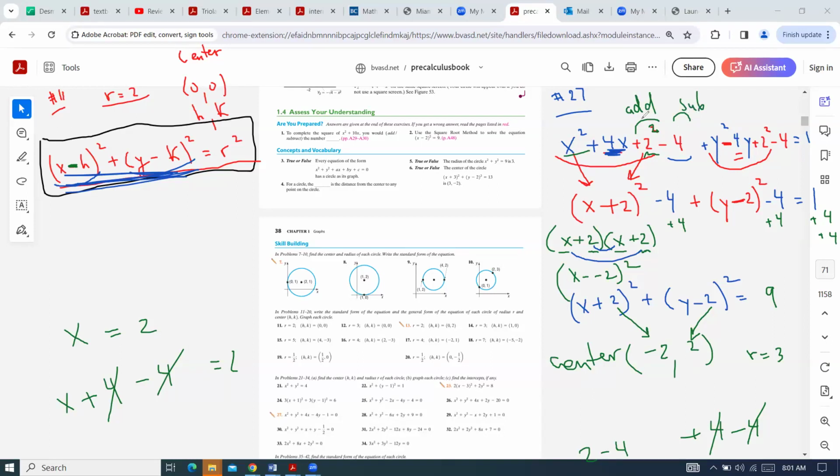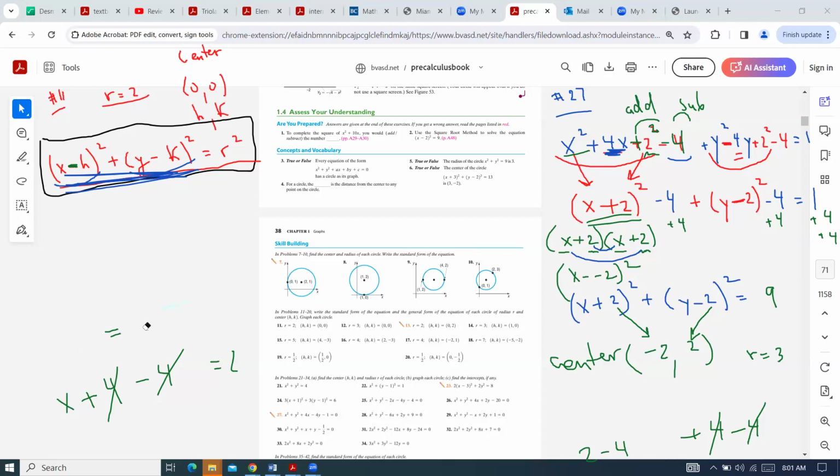Because if you add and don't subtract, the equation changes. So I add 4, then I subtract 4. That's a cheap trick. If you don't do this trick, you're not going to be able to produce what you need. And that's something we need to get used to in order to complete the square.